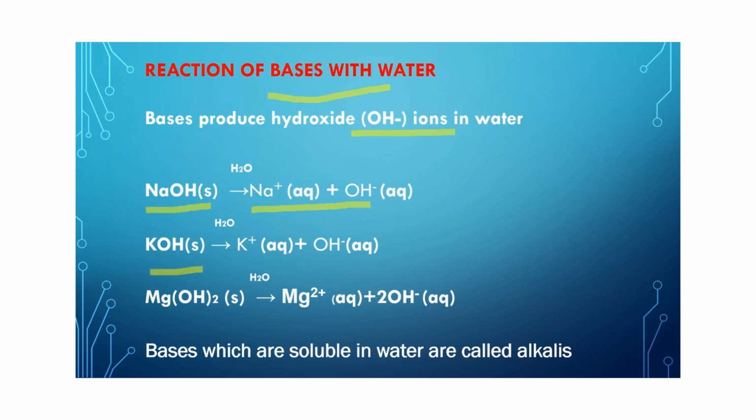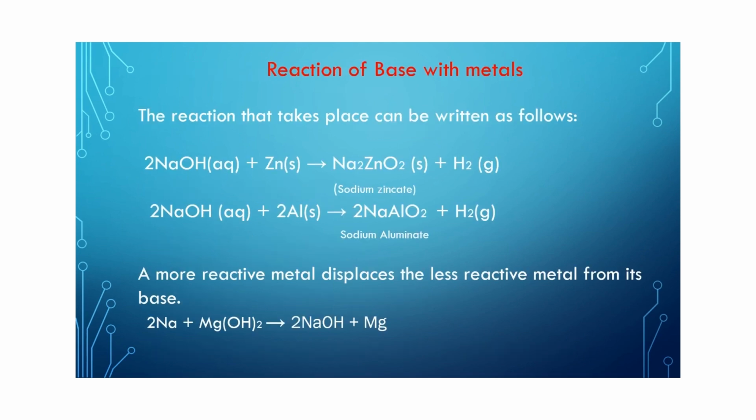The same is the case with potassium hydroxide. Again, it is a strong base, therefore it will dissociate into its ions completely. Then comes magnesium hydroxide. Again, it is a strong base and it will also dissociate completely into its ions. Now the important thing to be noted is that bases which are soluble in water are known as alkalis. Those bases which are completely soluble in water are known as alkalis.